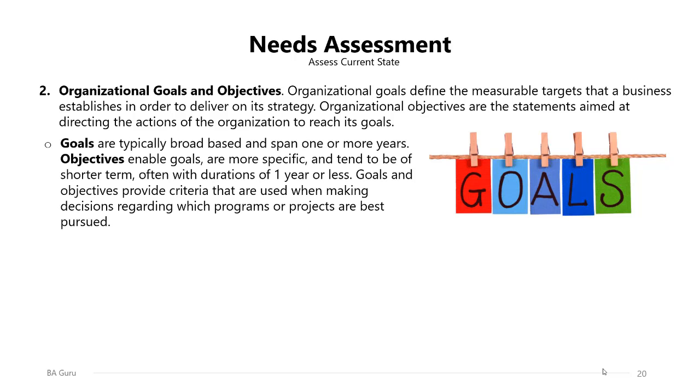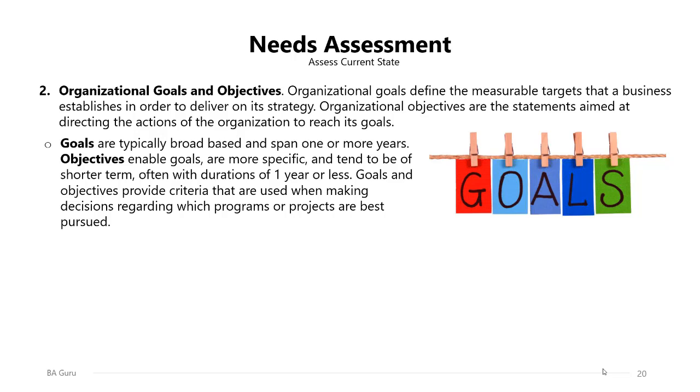Goals are typically broad-based and span 1 or more years, while objectives will enable goals. They are more specific and tend to be on a shorter term, often with durations of 1 year or less. Goals and objectives provide criteria that are used when making decisions regarding which programs or projects are best pursued.